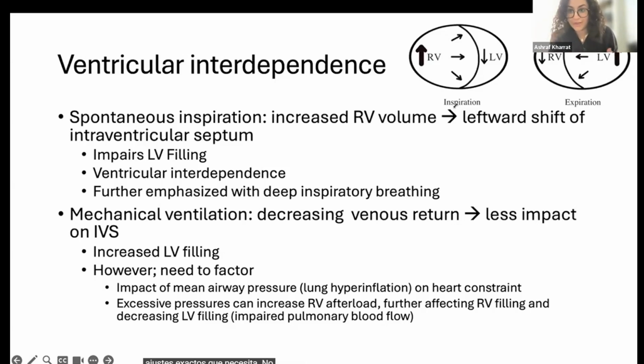Don't forget that with mechanical ventilation, we can dramatically alter pressures within the thorax if we have hyperinflated the lung. So lung hyperinflation can cause constraint on the heart, so that can impede LV filling. Lung hyperinflation can cause increased PVR, which can affect RV function or RV filling pressure, so that can impede RV filling. So it's not quite that straightforward. So all this to say that mechanical ventilation can affect RV filling and LV filling, but even more dramatically if the patient is not at FRC.